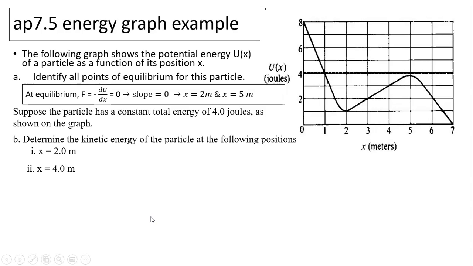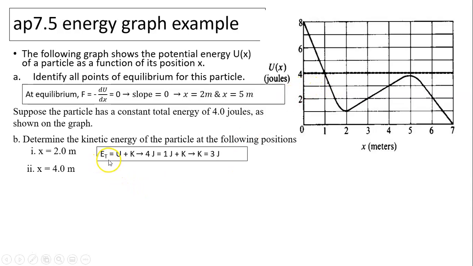Suppose the particle has a constant total energy of 4 joules, as shown in the diagram, right over here, this line. Determine the kinetic energy of the particle at the following positions: at x equals 2 meters and at x equals 4 meters. We know total energy equals 4, that means kinetic energy plus potential energy has to equal 4 joules. So kinetic energy we don't know, but we know the potential energy is 1. So K plus 1 equals 4, that gives us K at x equals 2 has to be 3. Similarly, K at x equals 4 has to be 1 because at that point the potential energy is 3.